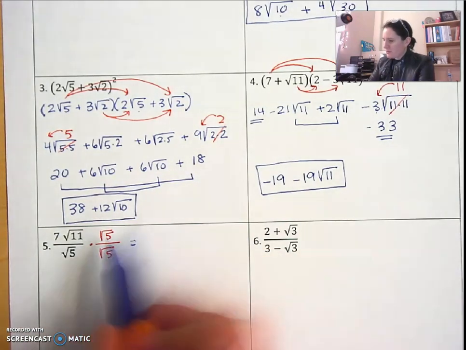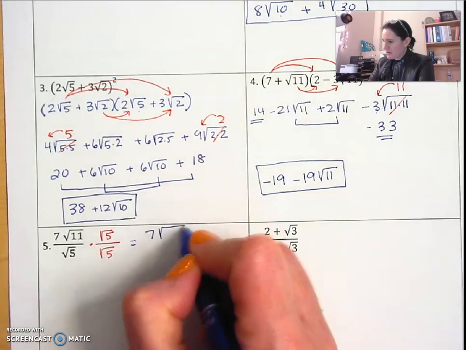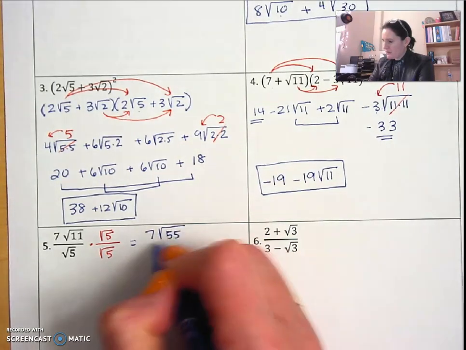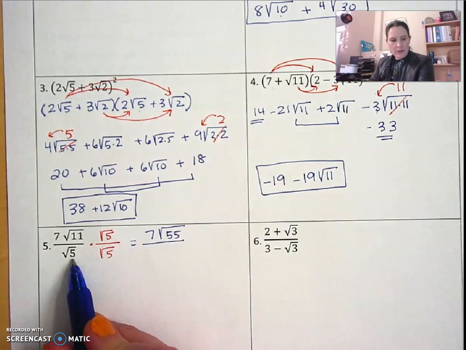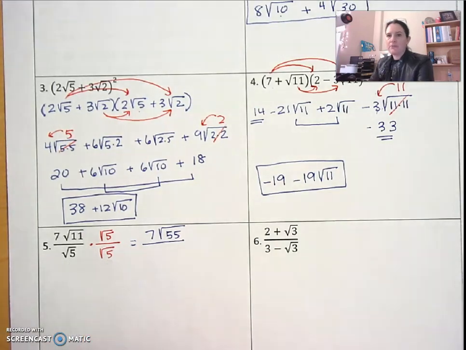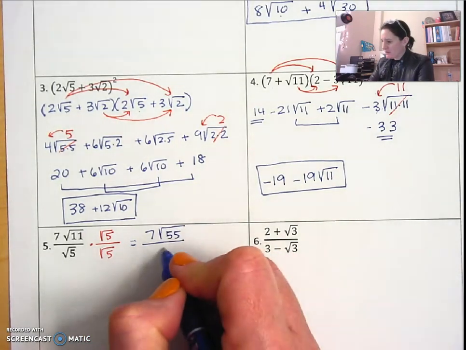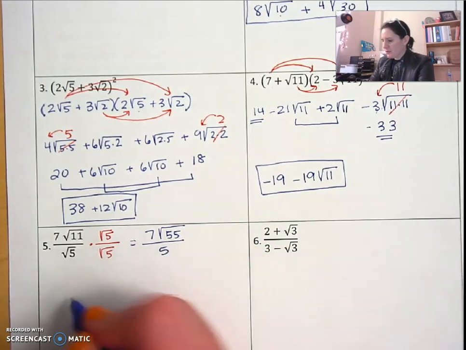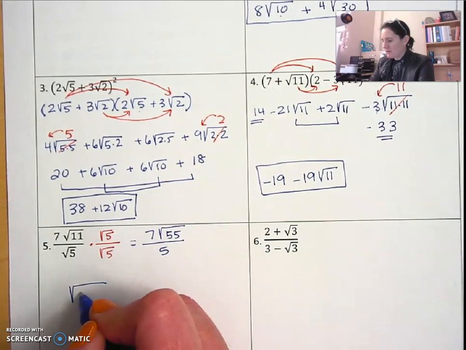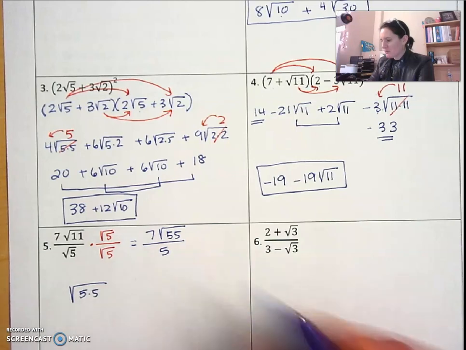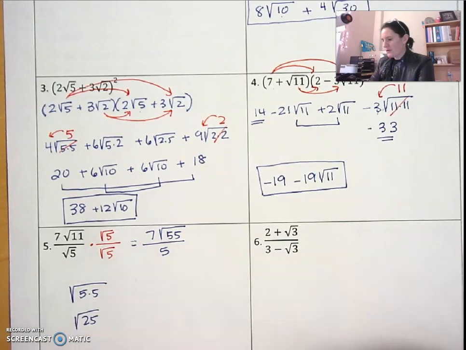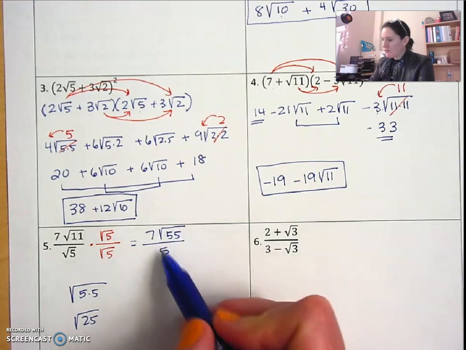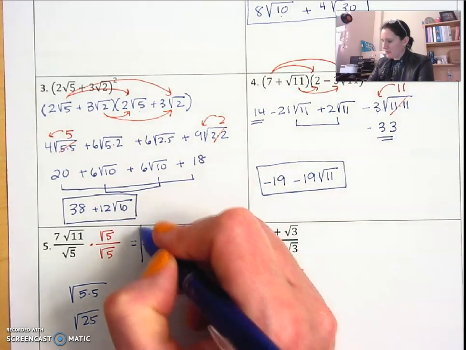So multiplying the numerators gives me 7 square roots of 55. And then on the bottom, square root of 5 times square root of 5. Remember, the radicals will cancel out, leaving you just 5. Really what's happening is you have 5 times 5, or square root of 25, and either way that simplifies to 5. And if 7 over 5 could simplify, we would do that one more time, but they don't.